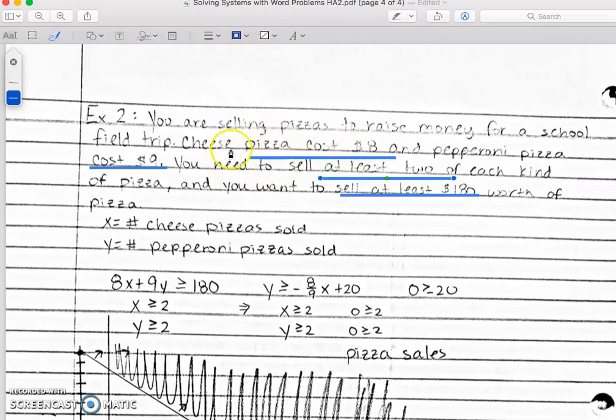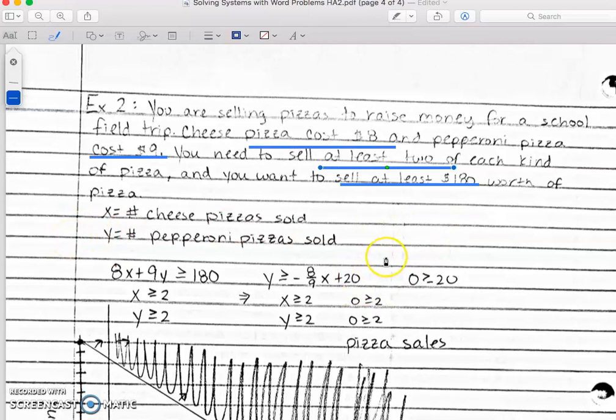So my 2 variables are going to represent the 2 different kinds of pizza I'm selling. I'm selling cheese pizza, that's going to be my X. And I'm selling pepperoni pizzas, that's going to be my Y. I know that I need to sell at least 2 of each kind of pizza. So for the number of cheese pizzas sold, X has to be greater than or equal to 2.